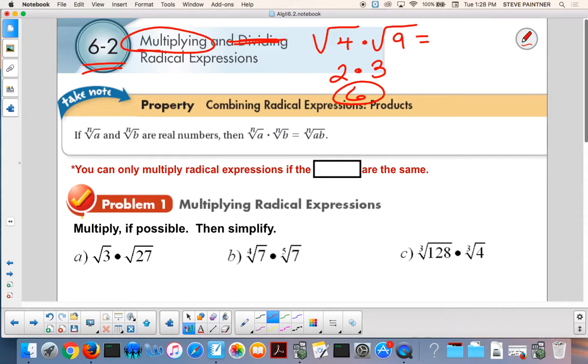Yeah, Will, how'd you do it? Square root of 4 and square root of 9 is the square root of 36. Okay, so in his head, he's just multiplying the two radicals, and he gets this, which turns out to be what? 6.